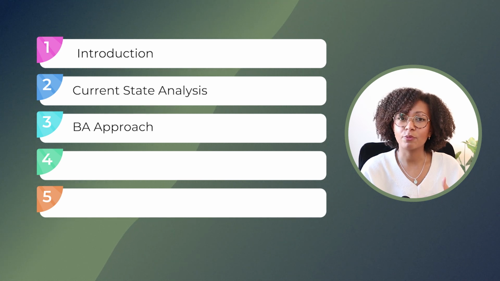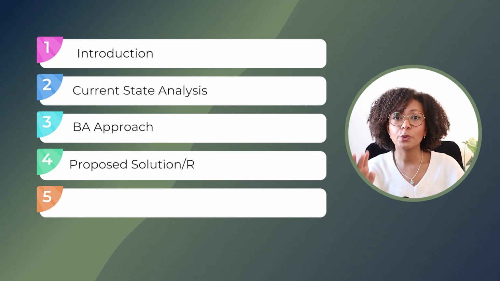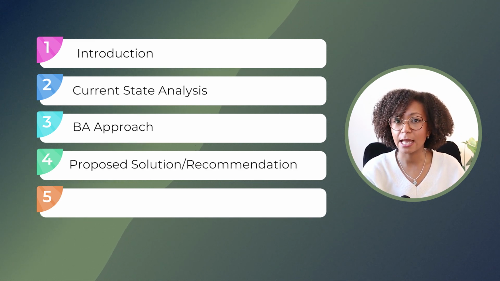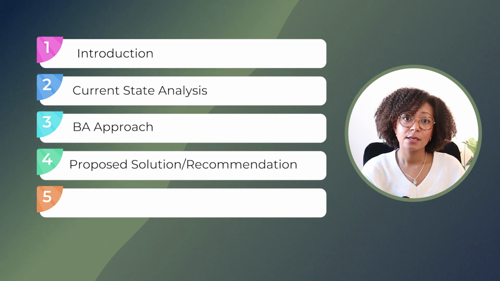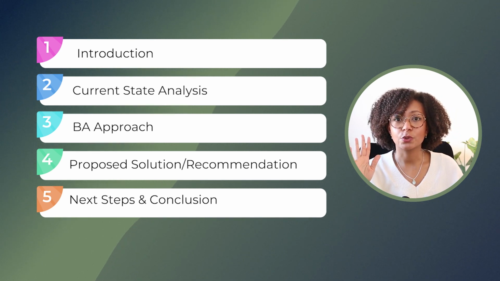Thirdly, is the BA approach. Explain which BA service you're going to use and why. Fourthly is your proposed solution or recommendation backed by logic and or evidence, right? And number 5 is your next steps and conclusions. What happens next? What is the impact? So stick to this structure and you demonstrate a logical, strategic approach that interviewers will absolutely love.